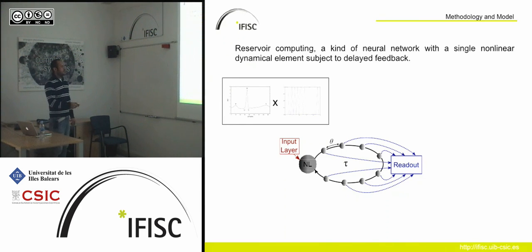And in this case, we only have one nonlinear node, that is the active one, and all the others are what we call virtual nodes, because they just observe the dynamics of the system, and they don't perform any transformation. Let's take a closer look at the input layer.